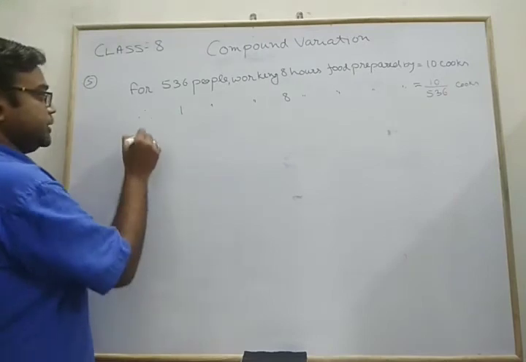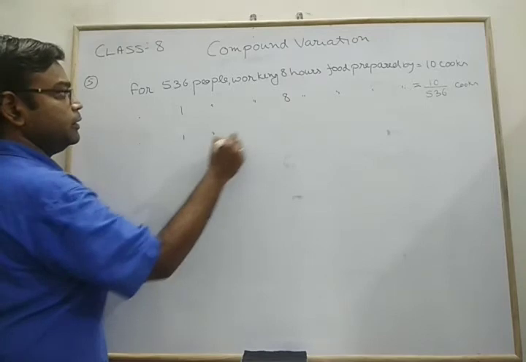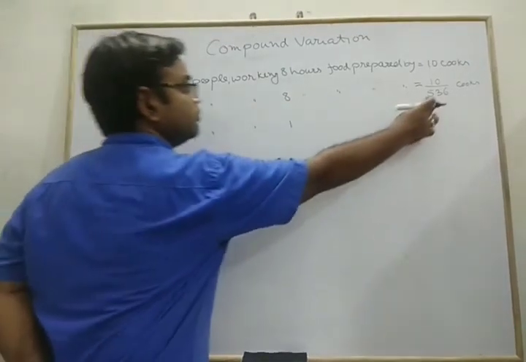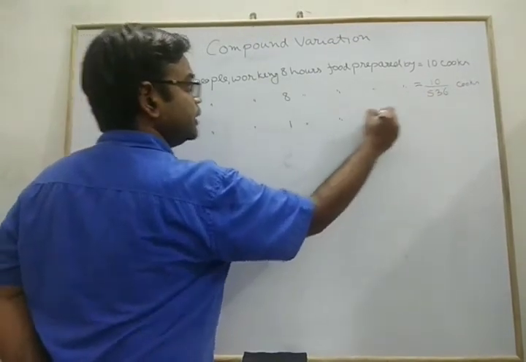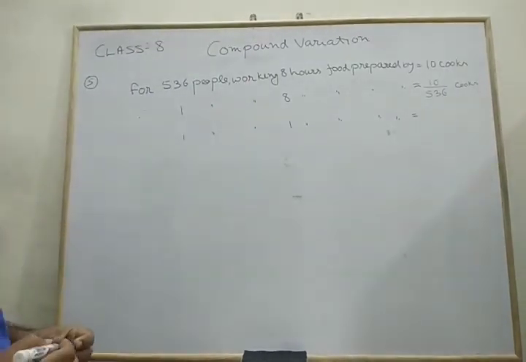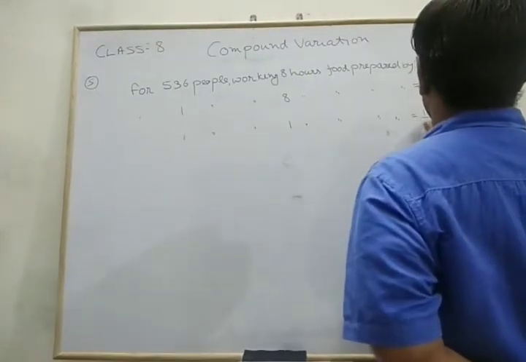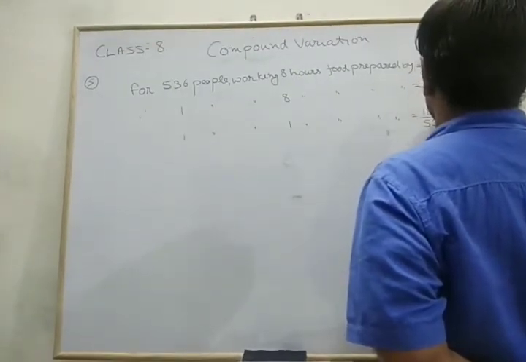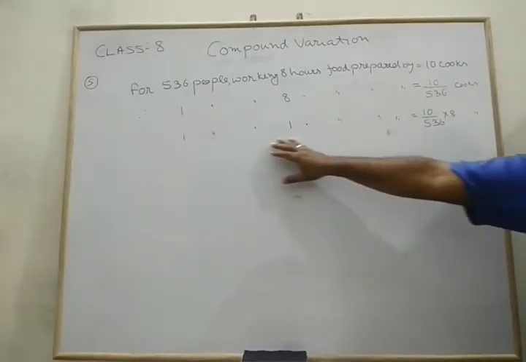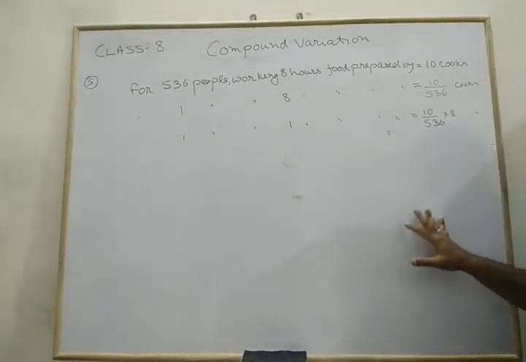Again, now I am keeping the first part constant. For 1 person, working less hours. If working 8 hours, this number of cooks is required. If we work fewer hours, then more cooks are required. So in this case we do the multiplication: 10 upon 536 into 8 cooks. Clear? So now at last we are able to convert all to 1. But again it is not the final solution.